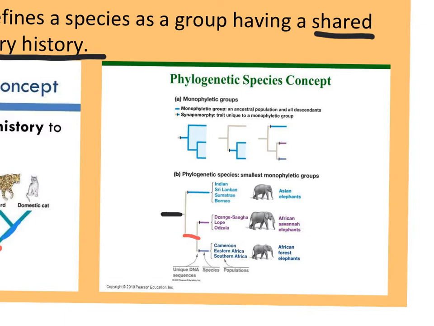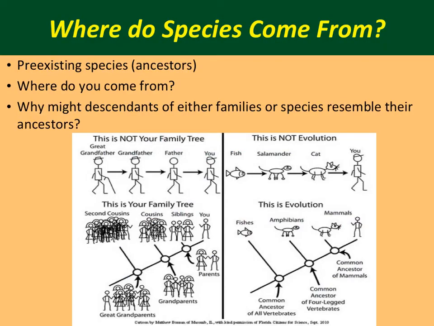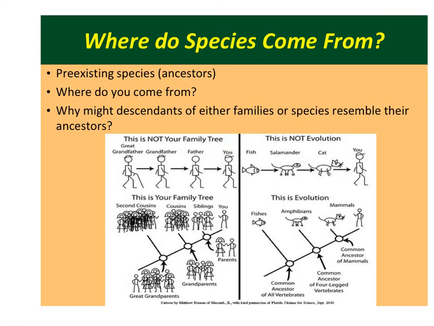Cameroon and African forest elephants, mainly in the West and the Congo, look different. They're smaller. They have other features that are different. And finally, someone decided to look at DNA. And they found out, in fact, that the DNA was different between this group and this group. And so we now know that African savannah and forest elephants are different species. I'm not sure if they can interbreed or not, but they're considered separate species now, according to the phylogenetic concept.